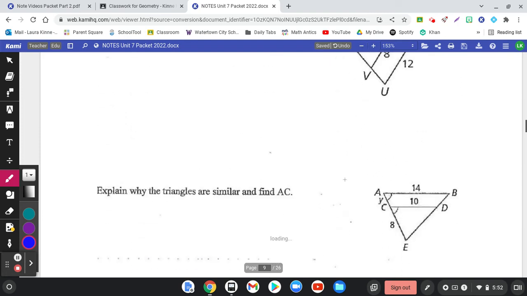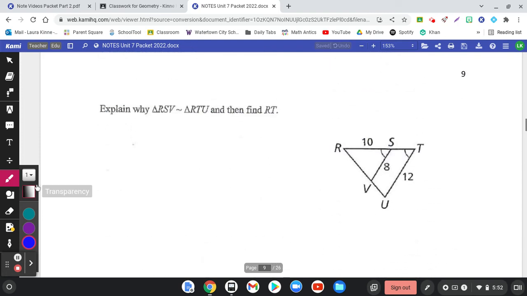Last couple, we're dealing with overlapping triangles. So again, we're going to explain why they're similar. And you might not see it, but it tells us angle T and angle S. All right. But both triangles share angle R. So angle R is congruent to itself. And we know that by the reflexive property.